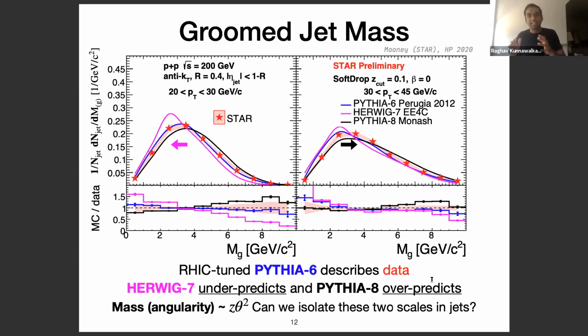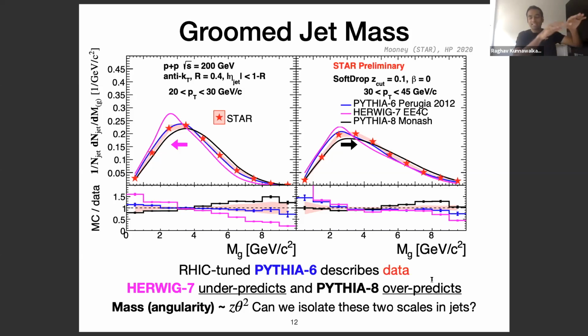The Herwig and the Pythia 8 essentially give you what I like to call, I borrowed this term from Ben Nachman, from ATLAS, a Pythia-data-Herwig sandwich, right? So you can see this crisscross behavior, and this has been shown for a lot of substructure observables at the LHC, at RHIC as well.